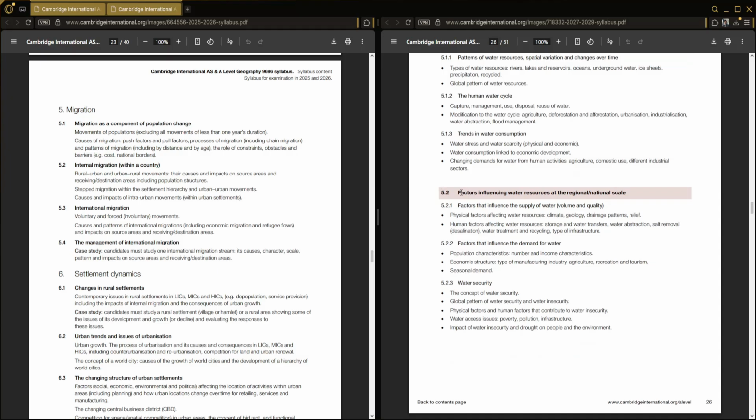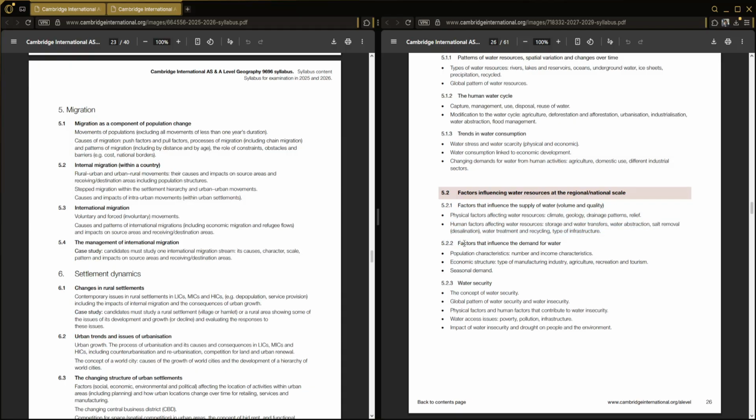Now 5.2, factors influencing water resources at a regional/national scale. Factors that influence the supply of water, obviously the physical factors, which are whether the water source is next to you or not, whether you have rainfall or not. It's basically very simple. Human factors affecting resources, basically how humans add to the water resource supply. They can do desalination, they can recycle water, they can store water, they can have water delivery systems with pipes and stuff. Again, not much you have to study.